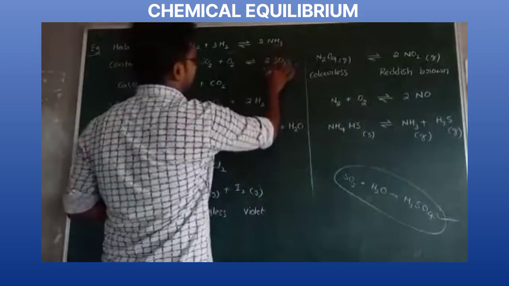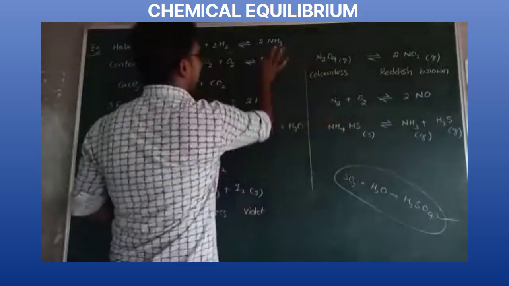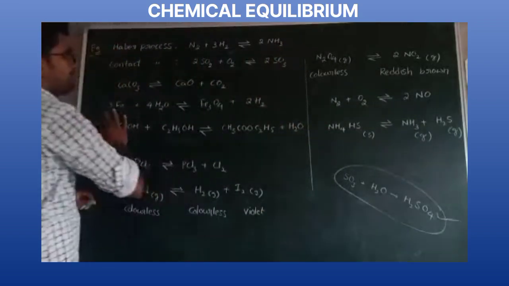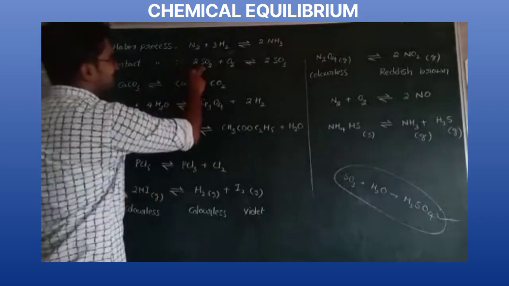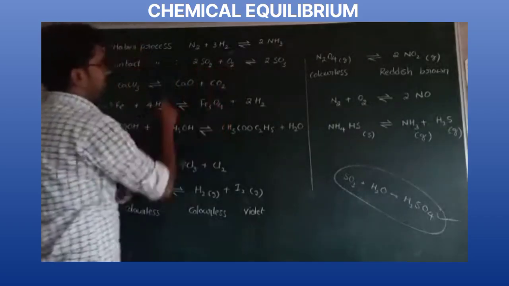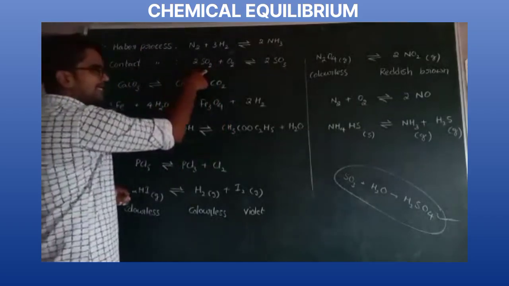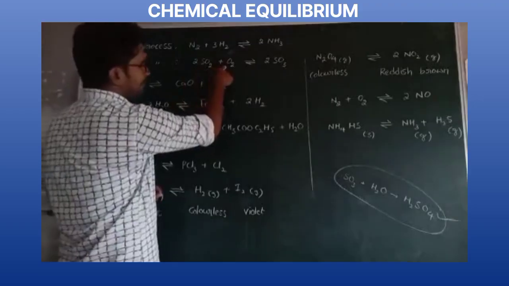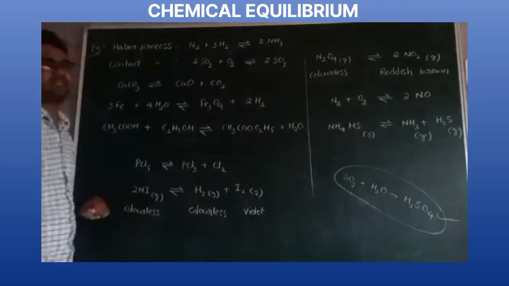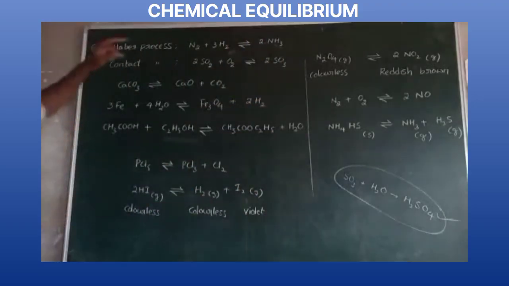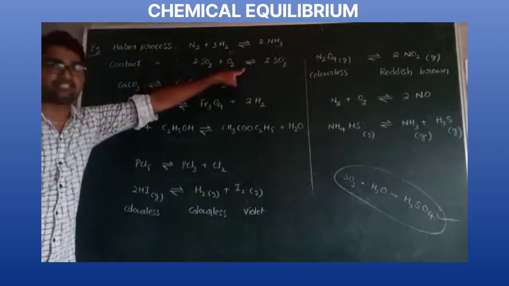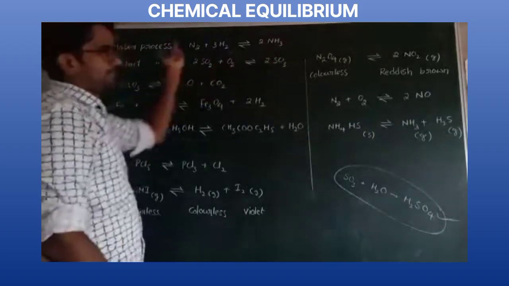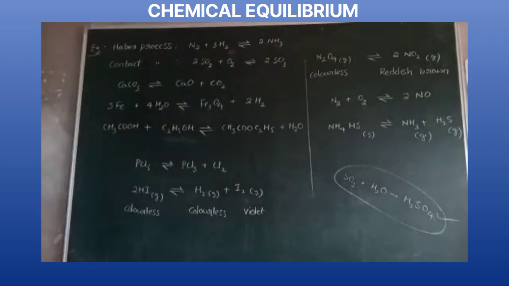This SO3 is prepared by using sulfur dioxide and oxygen. 2 moles of sulfur dioxide react with 1 mole of oxygen. It gives 2 moles of SO3. It is also a reversible reaction. Forward and backward reactions both take place.